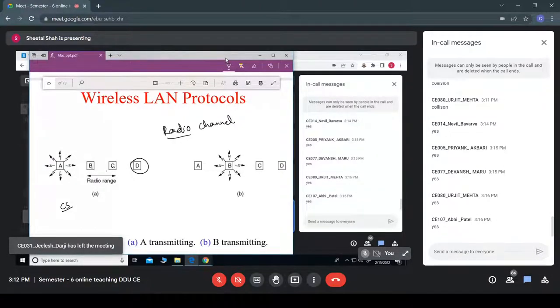So while A is transmitting, C is sensing the channel. It finds that no one is transmitting here, so it starts transmitting to B. When both of them are transmitting, there would be a collision. And this type of problem is known as the hidden station problem. Are you getting my point? What do you mean by hidden station?